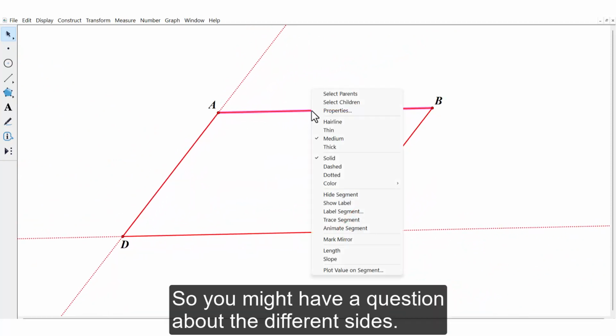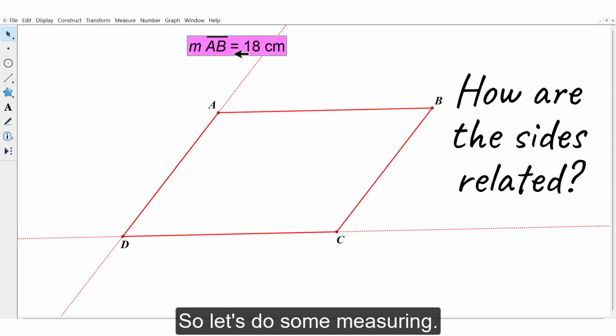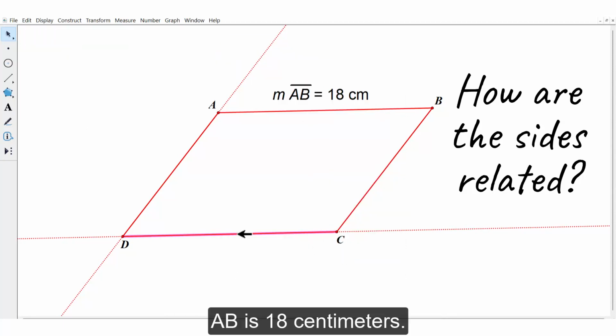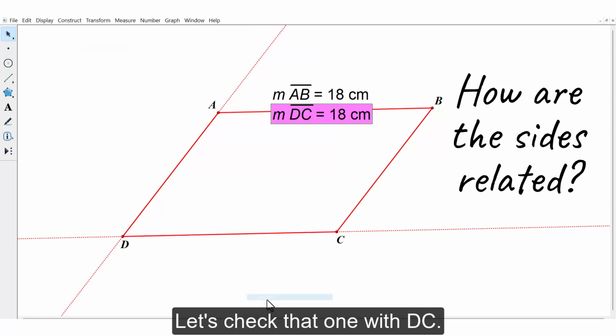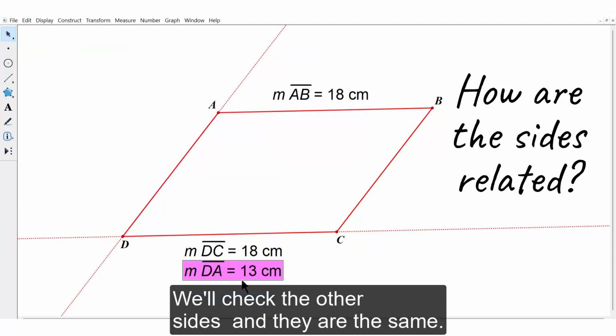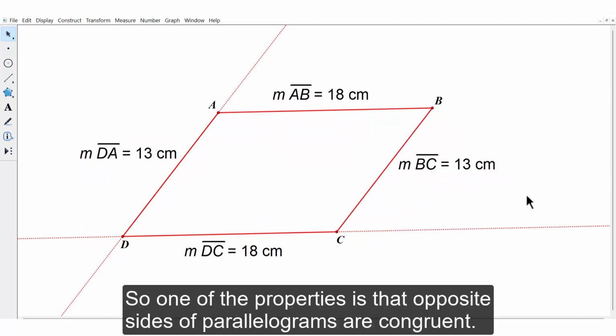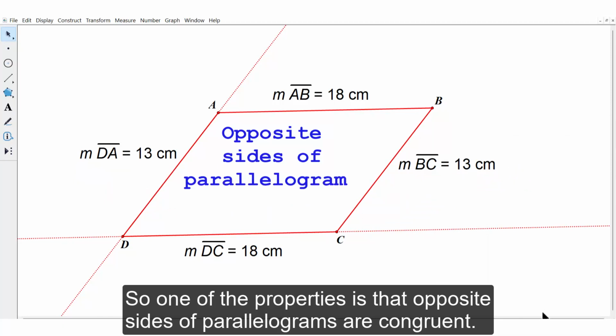So you might have a question about the different sides. How are the sides related? So let's do some measuring. AB is 18 centimeters. Let's check that one with DC. Oh my gosh, look, they are the same. We'll check the other sides, and they are the same. So one of the properties is that opposite sides of parallelograms are congruent.